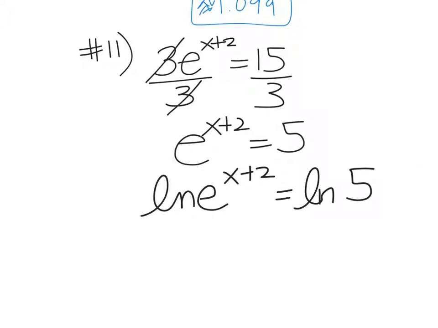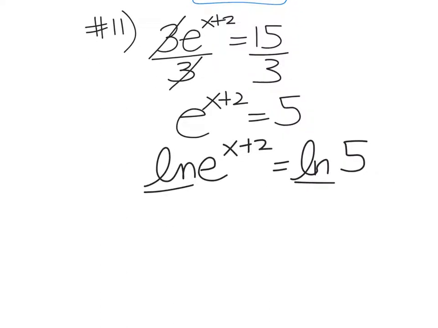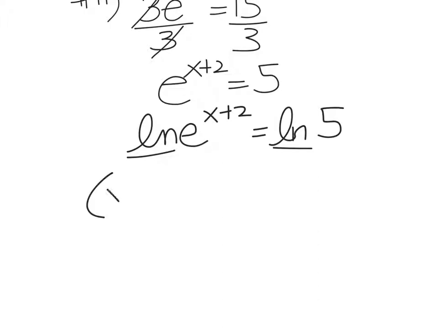Okay? Once you take the natural log, and you know what, a lot of people when they get these wrong, it's because they forgot to take the natural log of 5, but you have to do it to both sides, okay? And then that x plus 2 moves down to the front and becomes x plus 2 times Lenny.